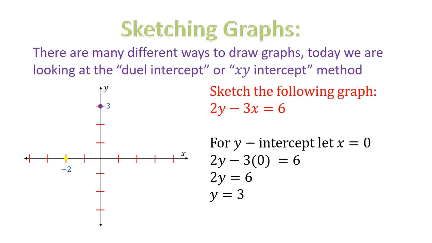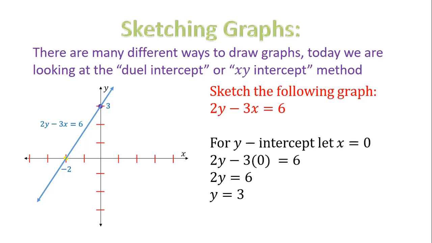Now I've got my 2 dots. I take my ruler, I draw my line through both dots, and then I label my graph. 2 dots, draw a line through them, label your graph.